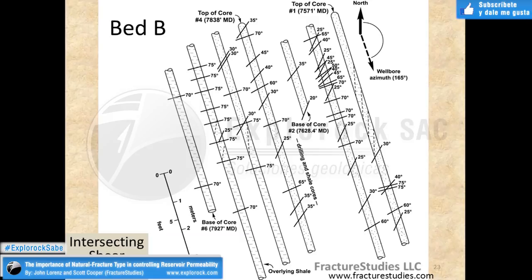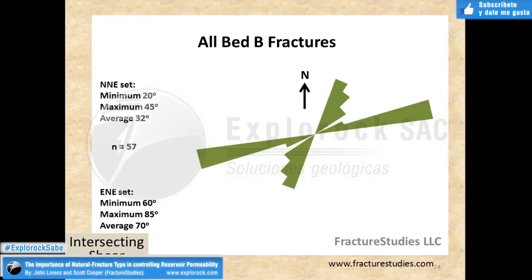So log these, document them, and the summary data looks like this in a Rose diagram, where we have two basic striking trends of fractures. They're shear fractures, and so this bed is going to have a distinctly different permeability setup and fluid flow anisotropy in it. How can we document that, and how do we look at that?